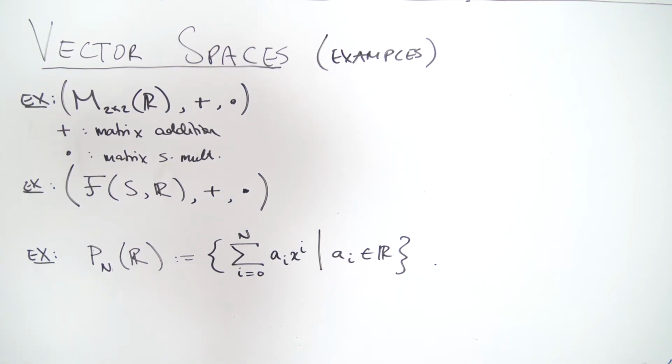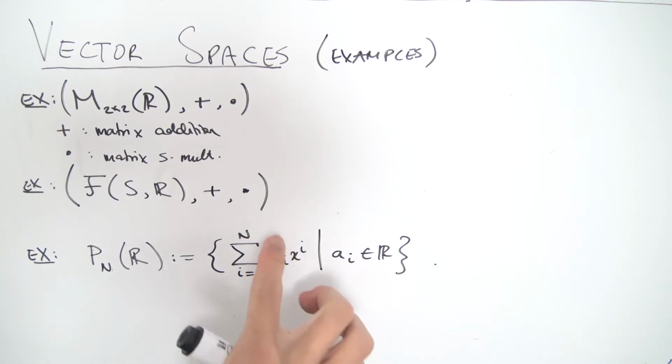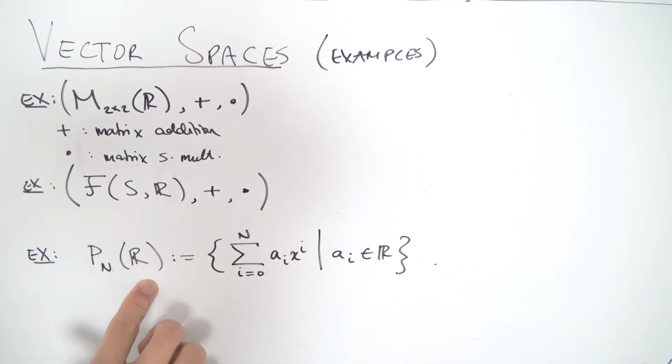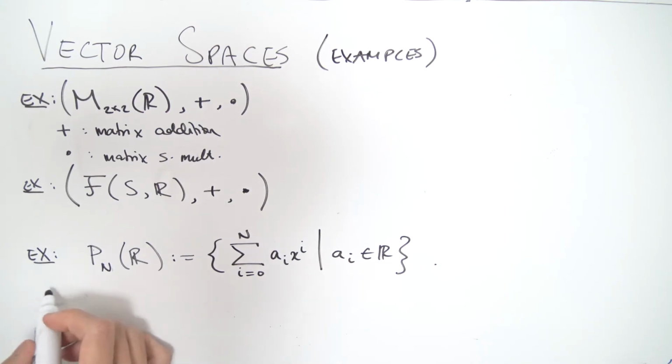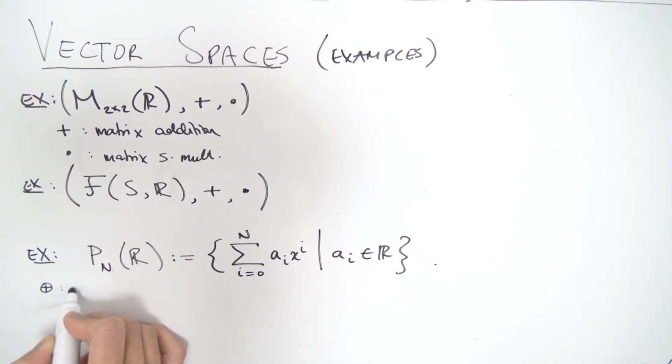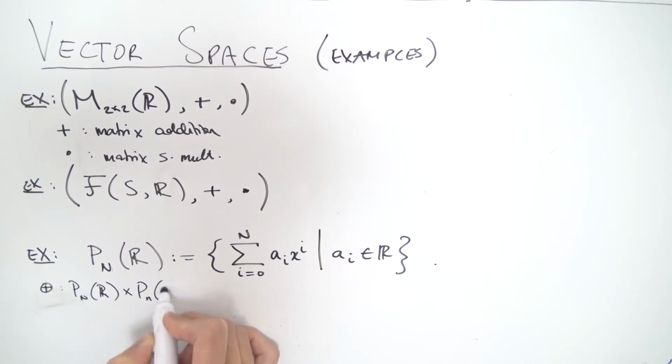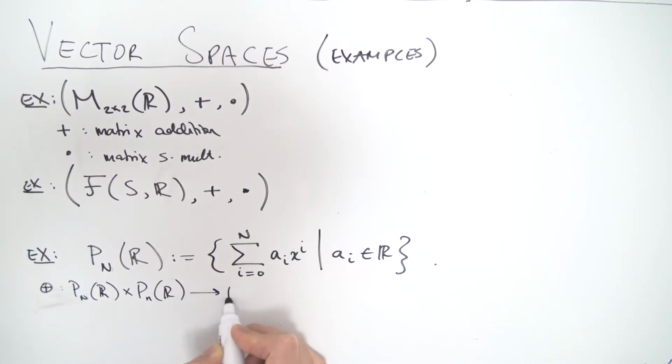So far, what do we have? P_n(R) is a set. It's just the set of all these polynomials with a degree at most n. Now we can turn this into a vector space by defining appropriate operations for our plus and scalar multiplication. So we can take a look at the plus. How does this work? It takes two elements, so this is the Cartesian product, and it sends them to P_n(R), which is another polynomial over the real numbers.